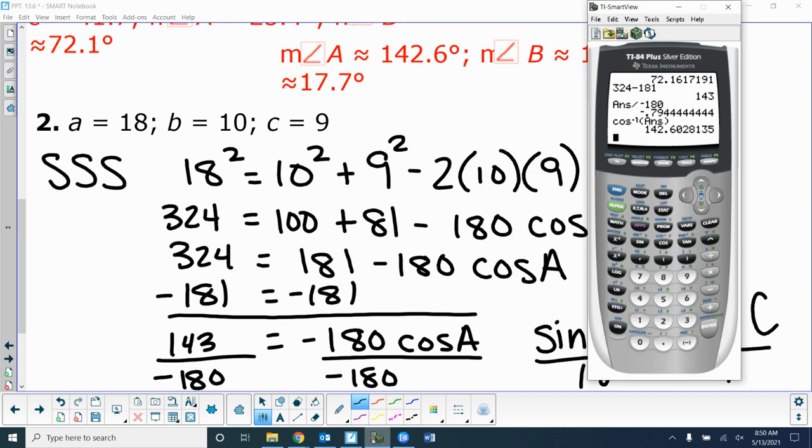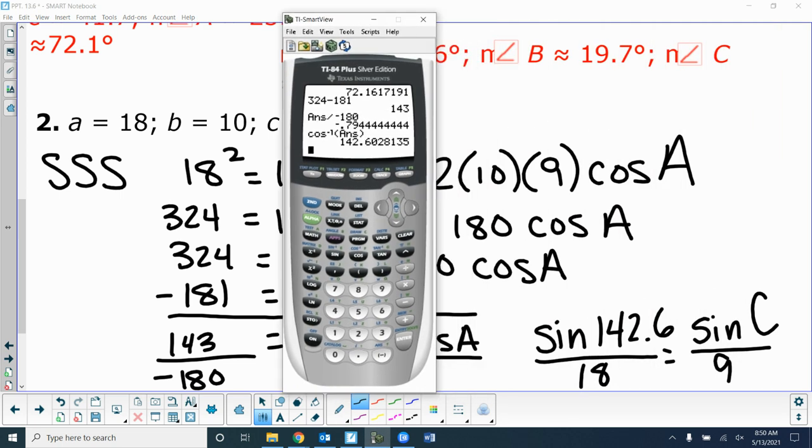Let's move this over so I see what I'm doing here. 9 sine 142.6 divided by 18. Since it's sine of C equals that, I go second sine. Second answer. 17.8.